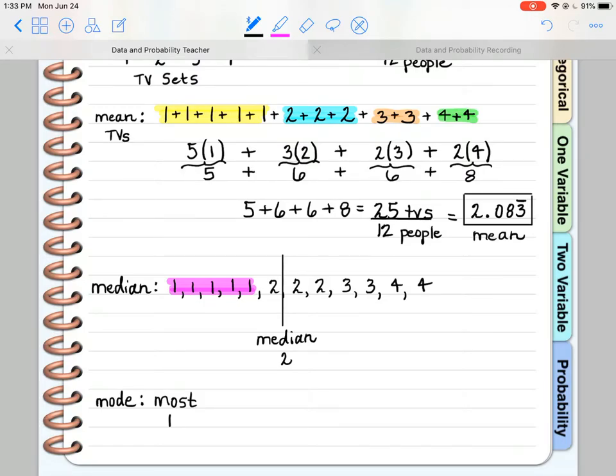So mode is 1, median is 2, mean is about 2. And then to get your range, you take the biggest one, the most, which is 4, minus the lowest one, so the range is 3. There's a little bit of difference, but not a huge amount of difference. The range is not that big because we're talking about a relatively short distance between 1 and 4.